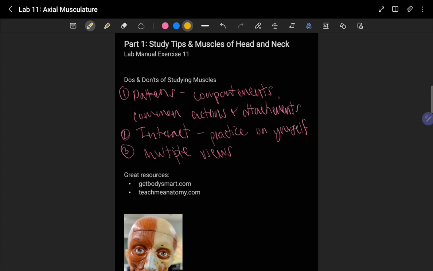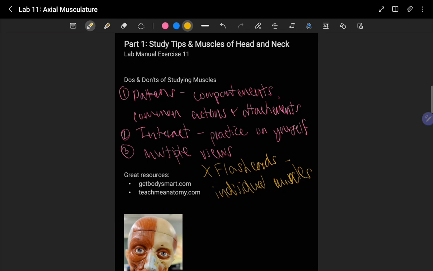And then the main don't of studying muscles is be careful with flashcards. I'm not going to say flashcards are never a good idea, but you don't want to make flashcards for individual muscles, because then what you end up with is a ginormous pile of flashcards. You'll be flipping through them and recognizing muscles, but then it's really easy to get mixed up or forget muscles when you do that technique on a lab exam.